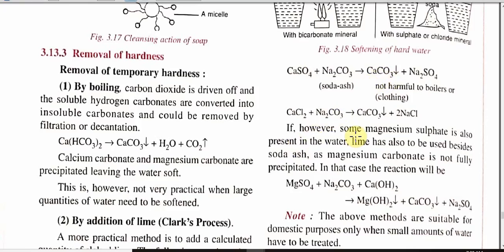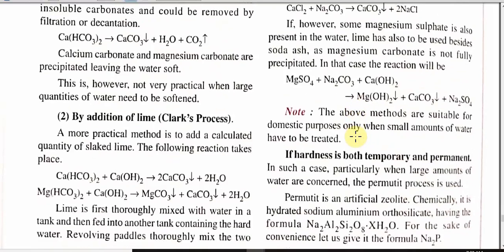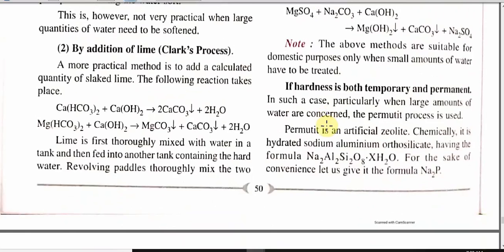If some magnesium sulfate is also present in water, lime has also to be used along with soda ash. Now you can see this is slaked lime, this is soda ash. Soda ash and the slaked lime react with magnesium sulfate, and magnesium hydroxide and calcium carbonate are precipitated. Now this method is suitable for domestic purposes when a small amount of water needs to be treated.